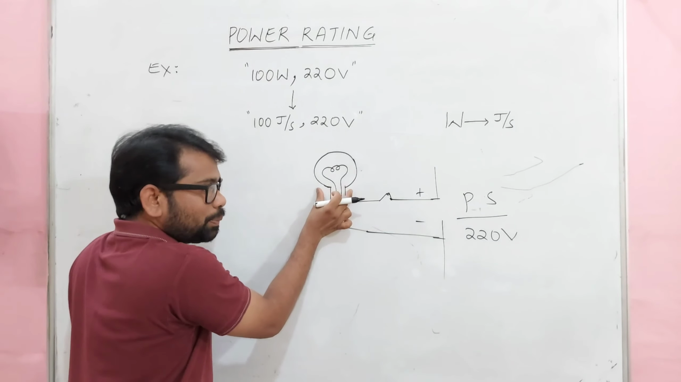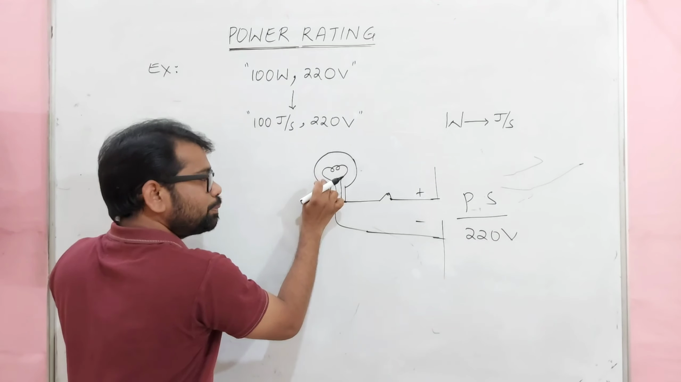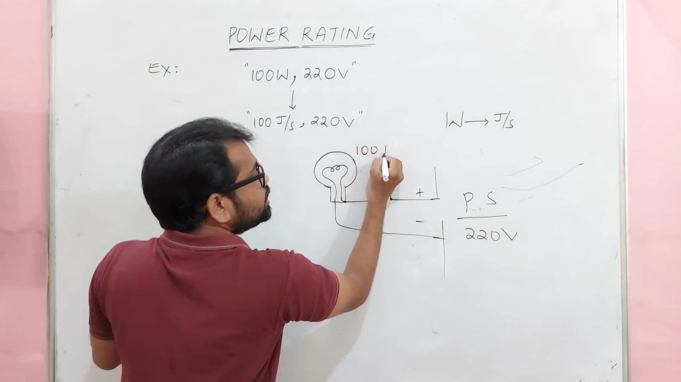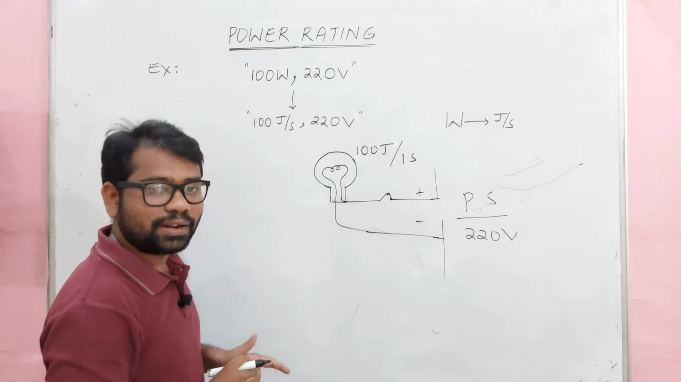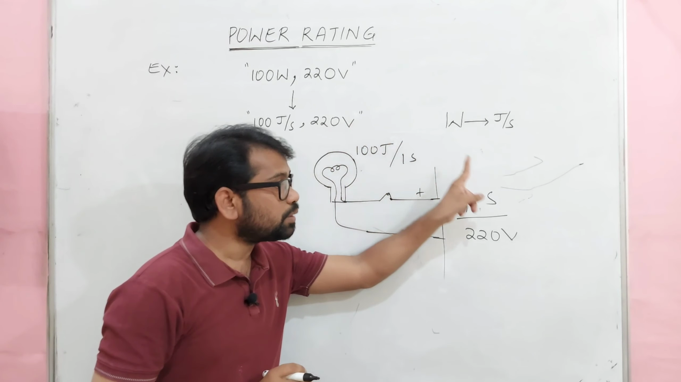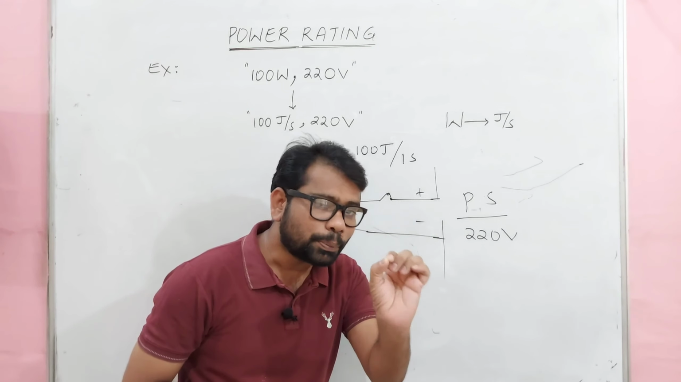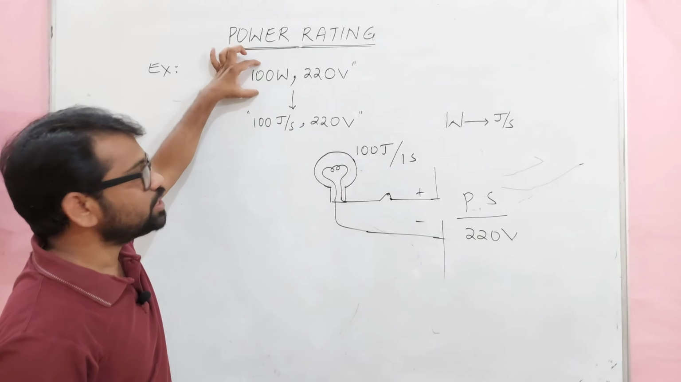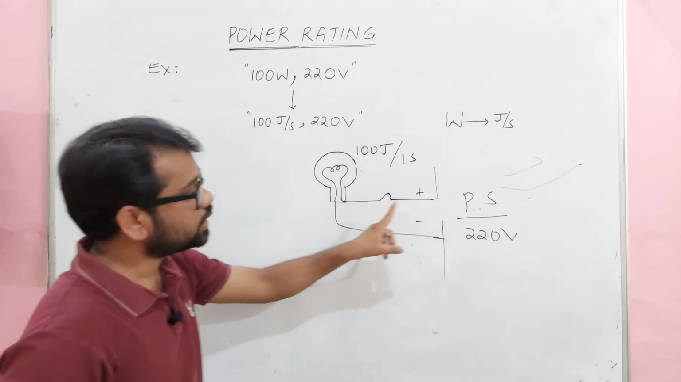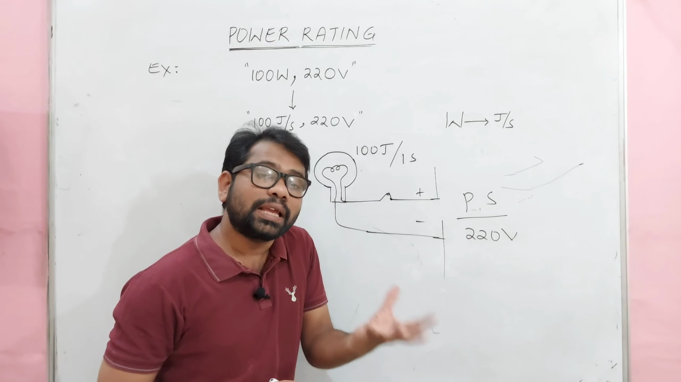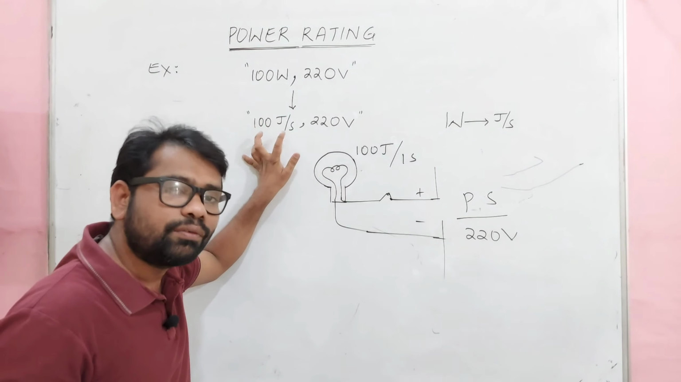So this particular appliance of power 100 joule per second, 220 V, means this electric bulb will take 100 joules of electrical energy in 1 second when it is connected to the power supply of 220 volts. That is the meaning of the power rating. So I repeat once. It means that the electric bulb, when connected to the external power supply of 220 volts, takes 100 joules of electrical energy in 1 second.